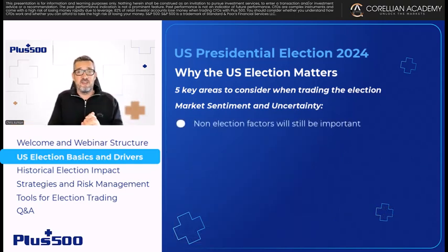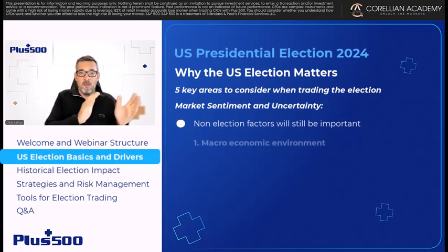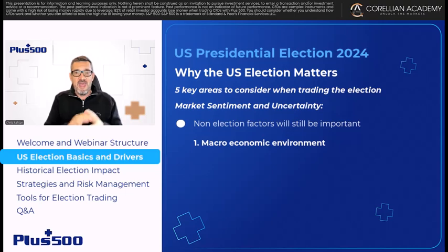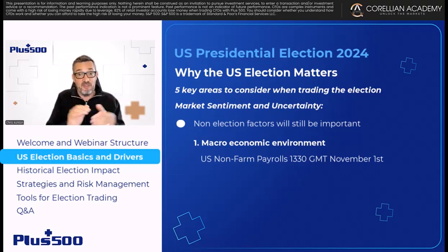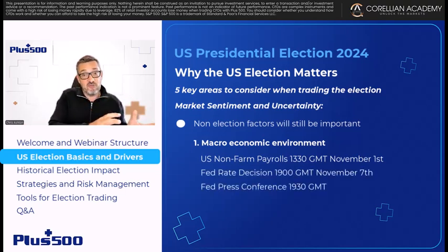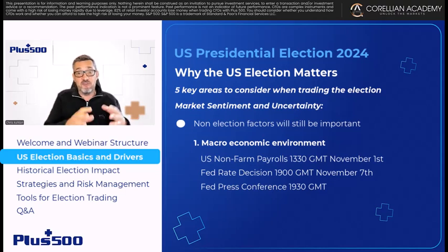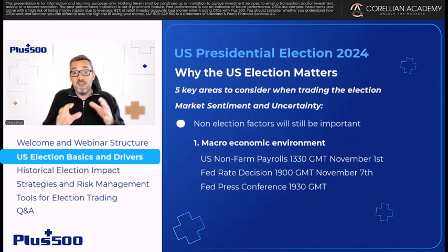And a final thing to consider as we move into November are the other non-election factors that will still be important. Number one, the macroeconomic environment. How strong is the US economy? Non-farm payrolls could tell us more about this, and that's out on November the 1st. Are the Fed going to cut interest rates 25 basis points or 50 basis points? Or maybe not even cut rates at all, depending on who wins the election. The Fed decision and press conference is out on Thursday, November the 7th.